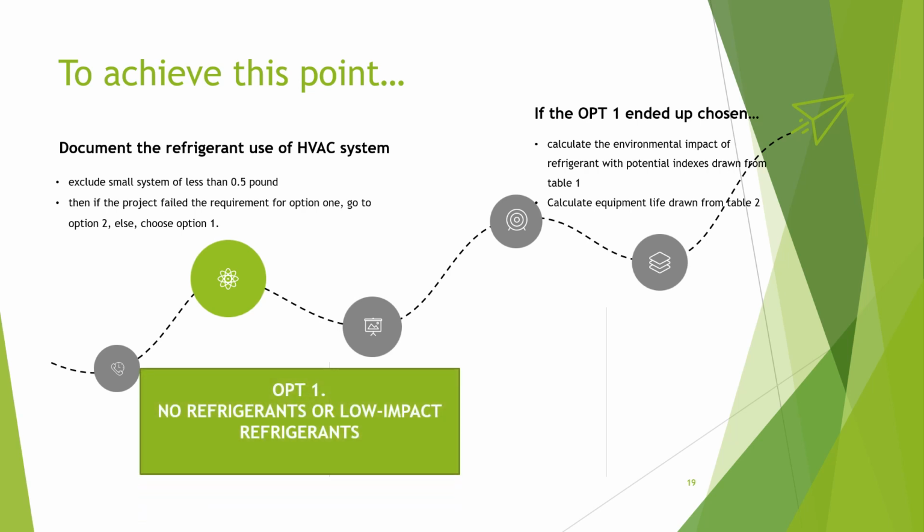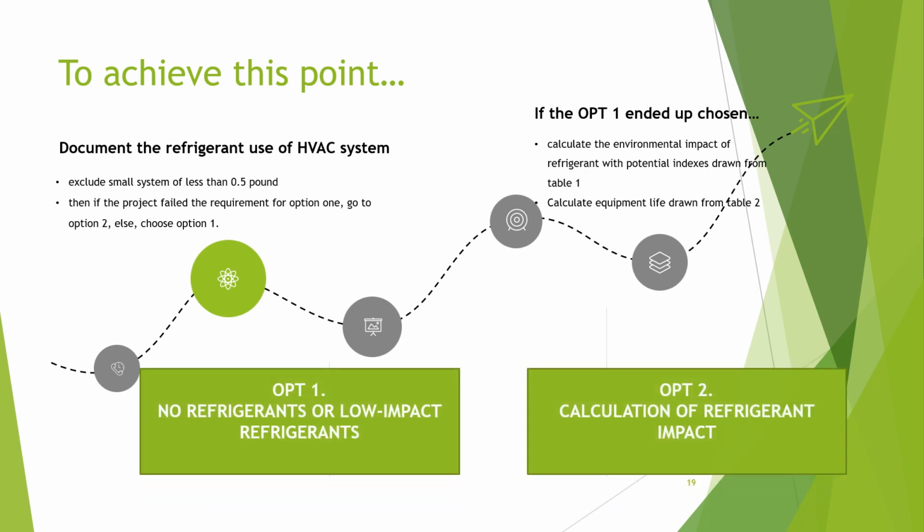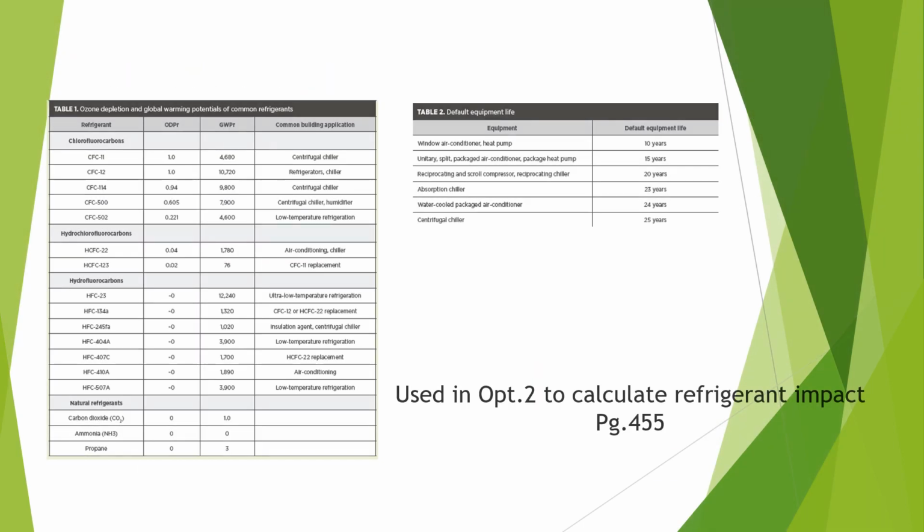Here is the definition of option 1 and option 2 for your information, in case you forgot what they are. And if option 2 ends up chosen, we should calculate the environmental impact of the refrigerant with potential indexes drawn from Table 1. And we will show you Tables 1 and 2. Tables 1 and 2 will show on page 455, and they are used in option 1 and option 2 to calculate the refrigerant impact.